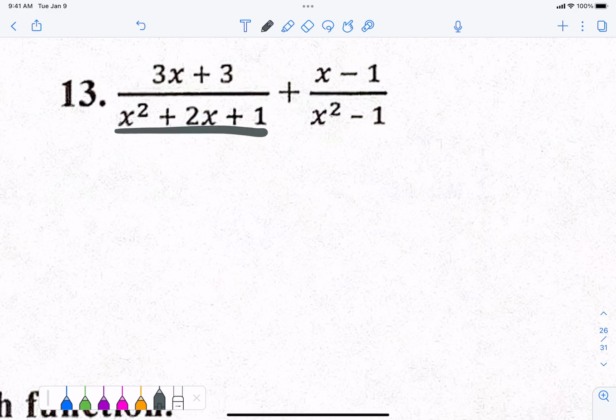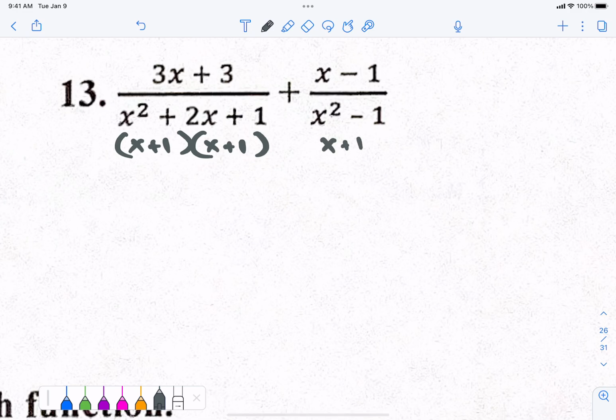This one is a simple trinomial, right? What can you multiply to get 1 but add to get 2? Positive 1, positive 1. So x plus 1 and x plus 1. What about this one right here? Difference of squares: x plus 1 and x minus 1.